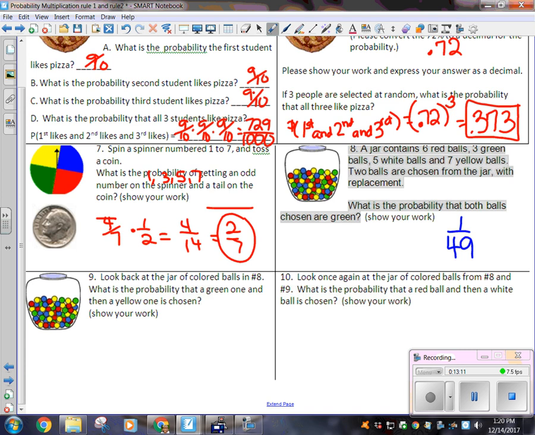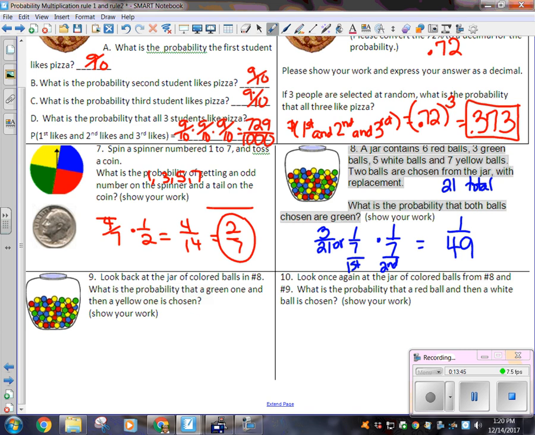Okay, it was probably both balls chosen are green. It would be what? 7 out of, no, green. 3. Number 8. Did I do number 8? Yeah. There's 21 total, isn't there? So it would be 3 out of 21, or that would be the same thing as what? 1 out of 7, and that would be for the first marble, and then if I put it back, I would have a 1/7 chance again to draw a second marble, and when you multiply, you get 1/49.